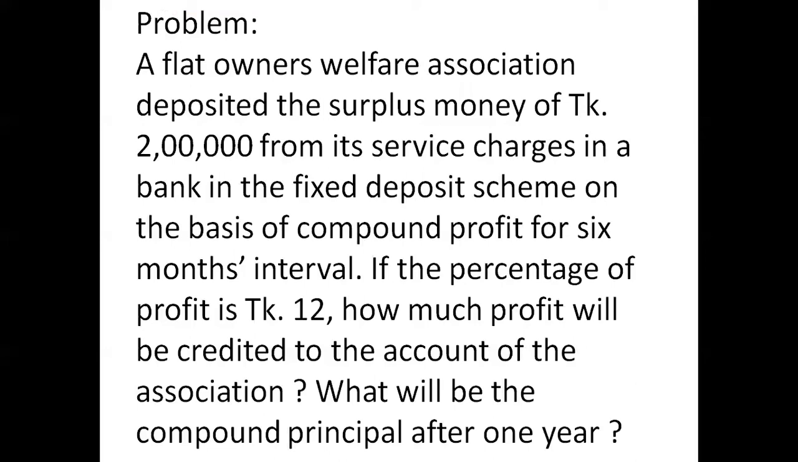For 6-month interval. This is the time, 6-month interval. If the percentage of profit is 12, that is R, how much profit will be credited to the account of the association? This is the first question. How much profit will be credited to the account of the association? What will be the compound principal after 1 year? This is the second question. So we have to solve it part by part. Let's start.